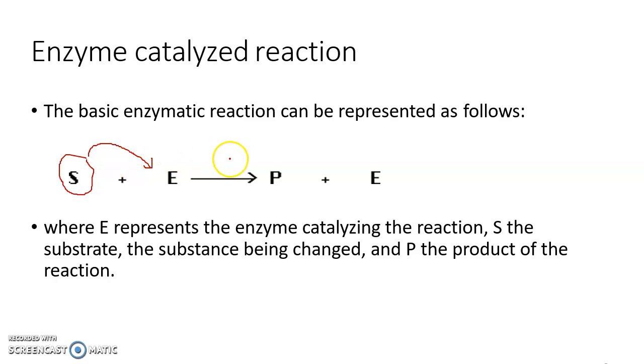After the reaction is complete, the catalyst is free again, and it is available for the next reaction also. So the starting material, the substrate, gives the end product. Substrate plus enzyme, and another intermediary step I can write here: substrate plus enzyme gives rise to the substrate-enzyme complex. Are you all clear with this one? S is what, E is what, and P is what.